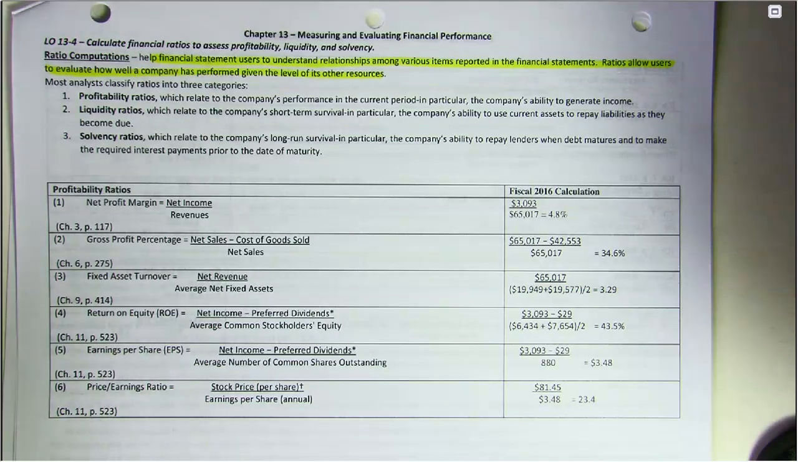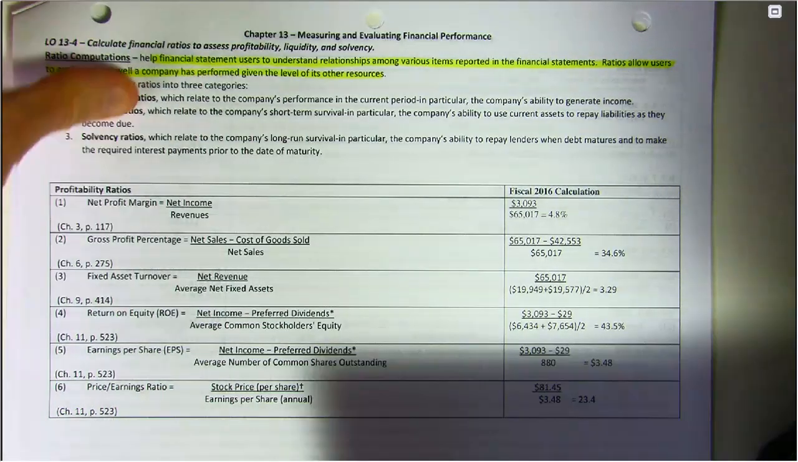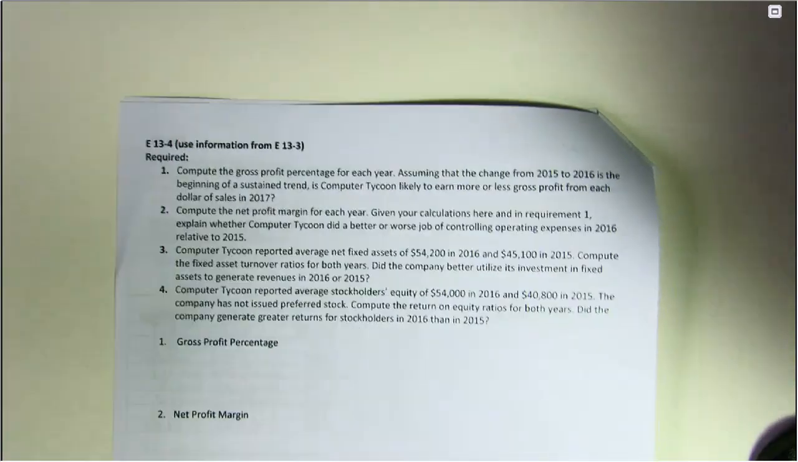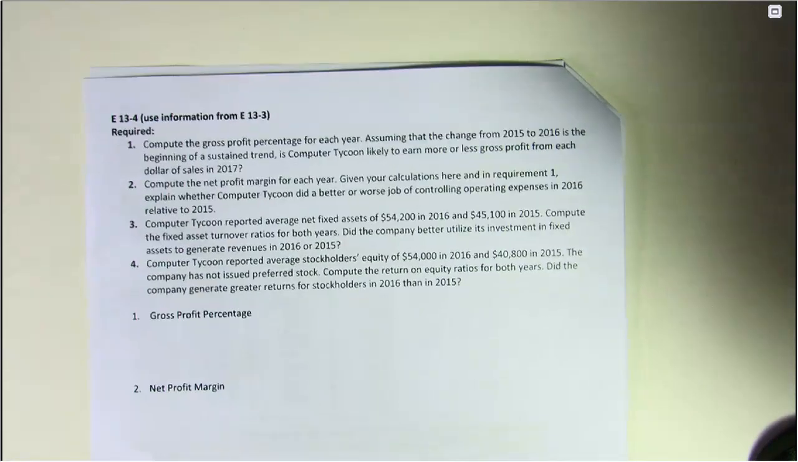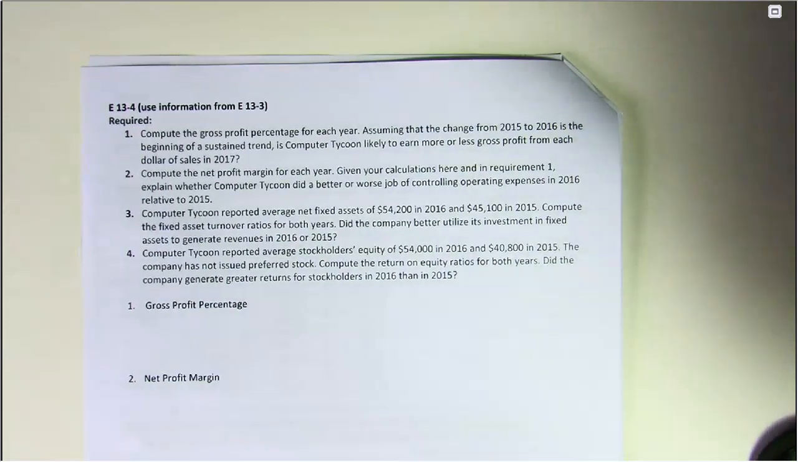Okay, so now let's look at a problem. We're going to be doing problem 13-4. It's a continuation of problem 13-3. This was Computer Tycoon, if you recall. I'm going to make this just a little bit more clear here. And these are 4 of the profitability ratios that we just learned.